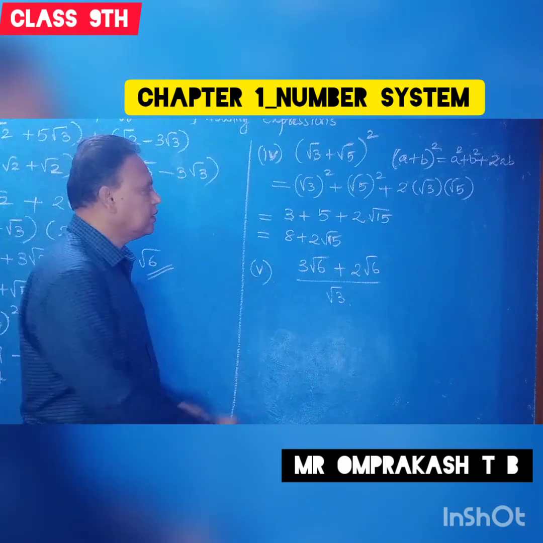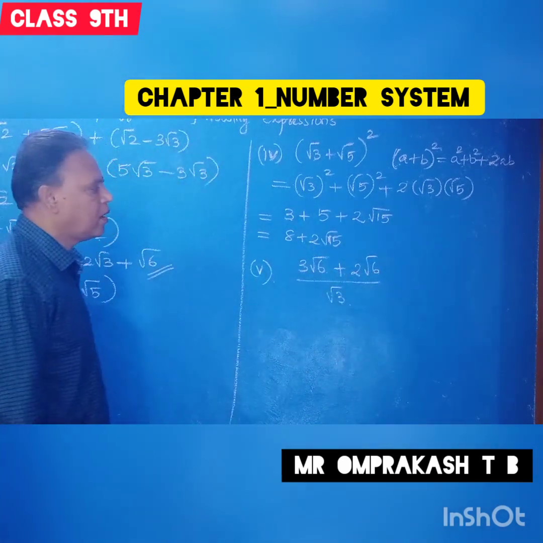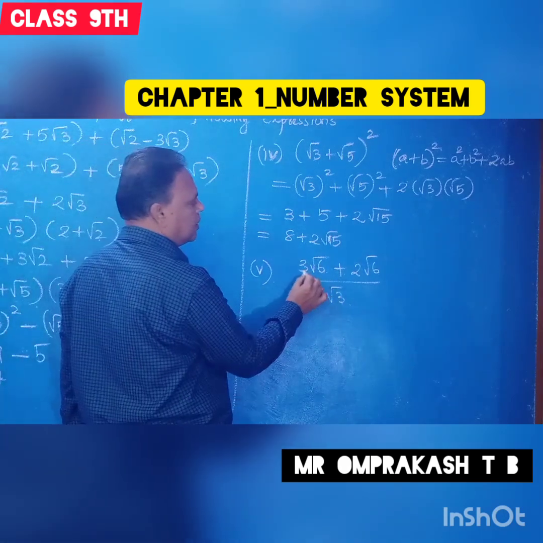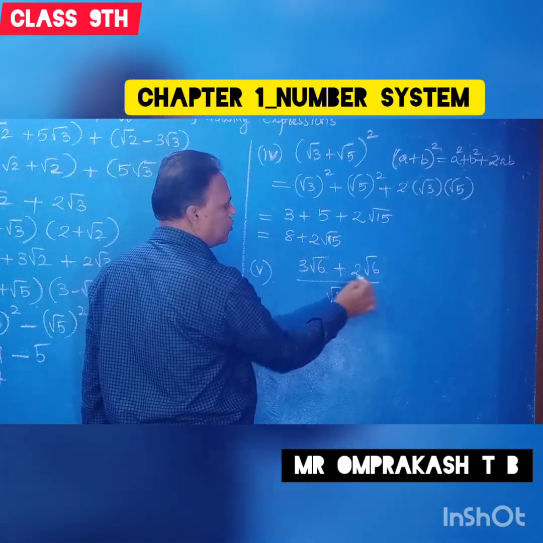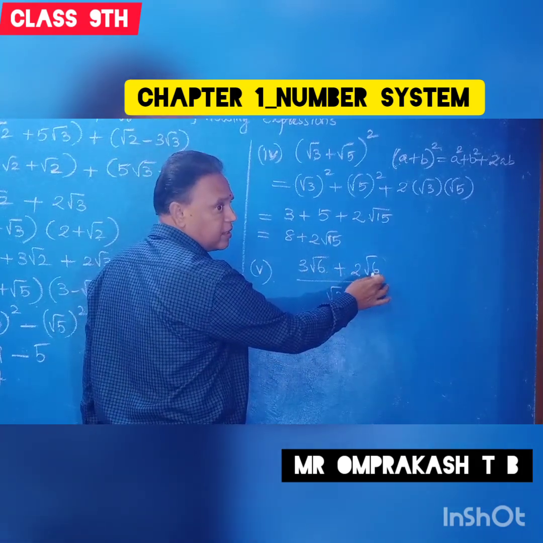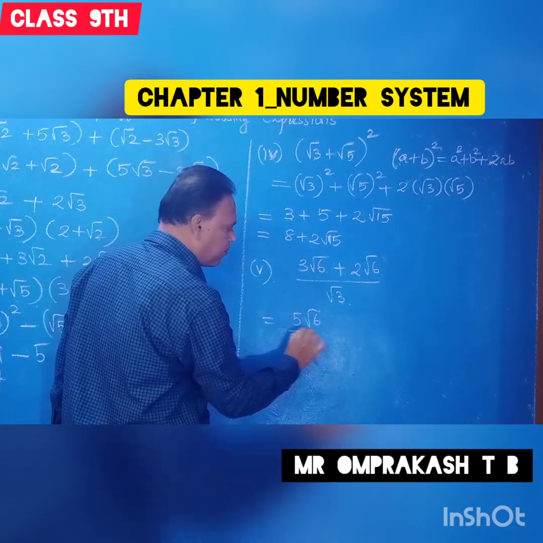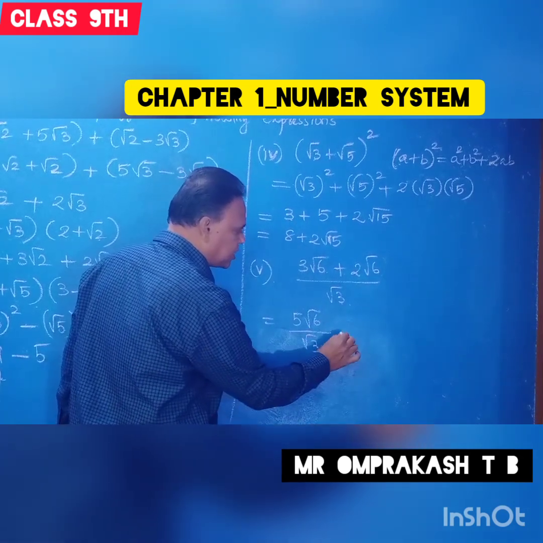Next problem you see: 3 root 6 plus 2 root 6, by root 3. So how to, this is what? Both are like terms. You see root 6 is the same like term. 3 root 6 plus 2 root 6 means 5 root 6. 5 root 6 by root 3. Still you can simplify this.